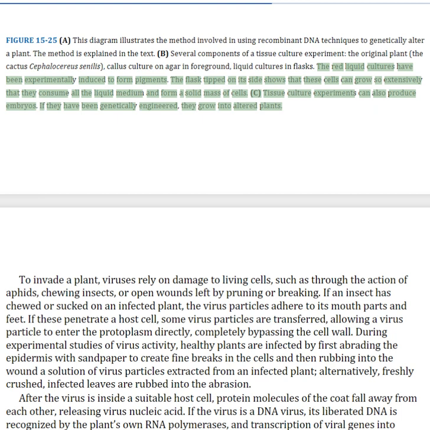The flask tipped on its side shows that these cells can grow so extensively that they consume all the liquid medium and form a solid mass of cells. Tissue culture experiments can also produce embryos. If they have been genetically engineered, they grow into altered plants.